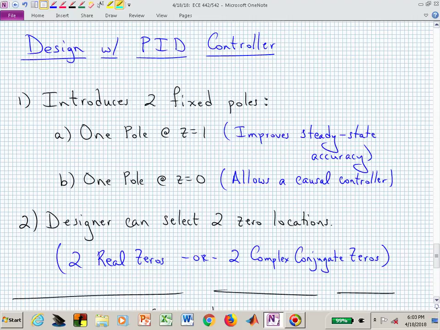Now we're saying it verbally or in writing. If you are designing with a PID controller, you've placed a pole at z equal 1, and you've placed a pole at the origin. You then have two more parameters to play with, actually 3. You have the zero locations and the gain. You can select 2 zero locations and then adjust the gain. That's what you have available to you with a PID controller.